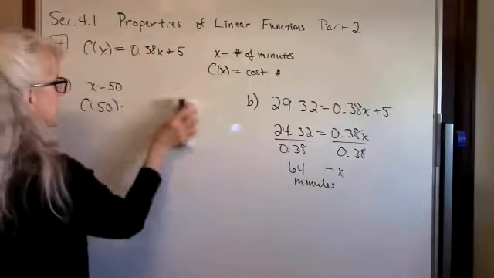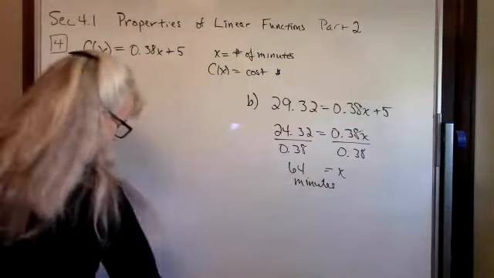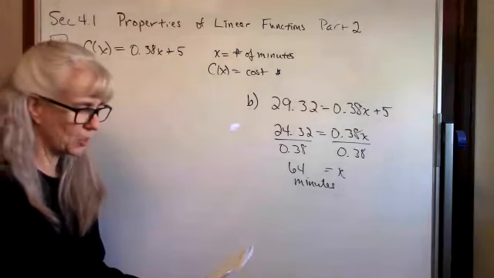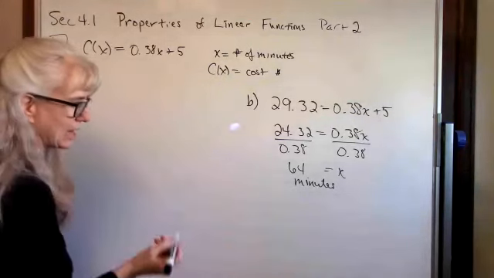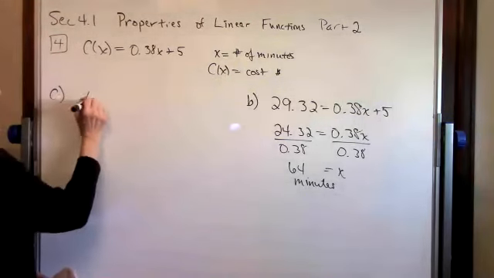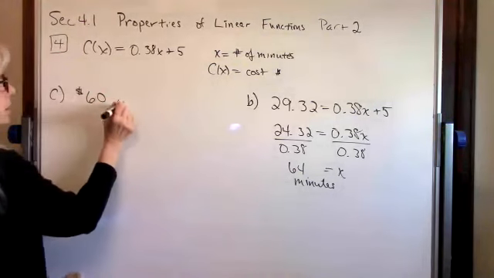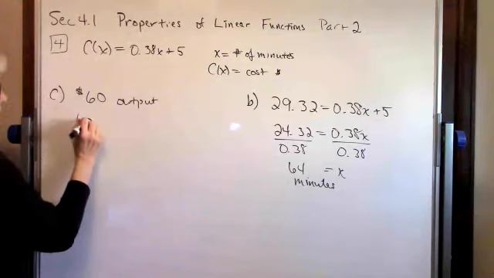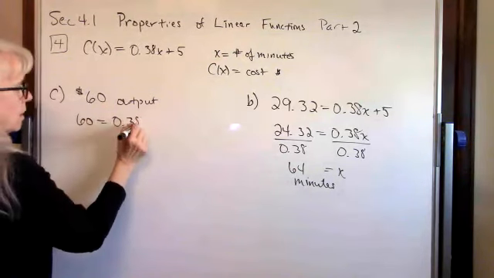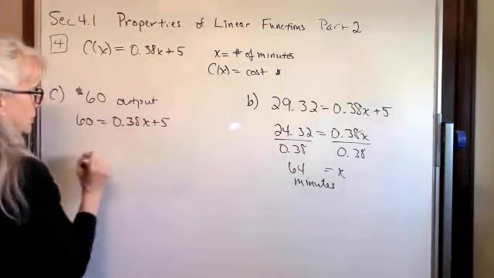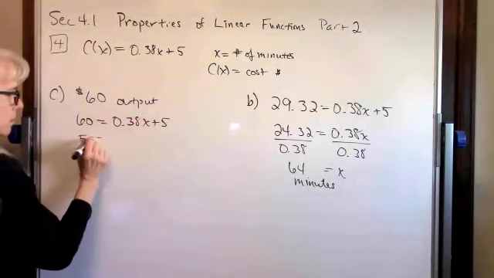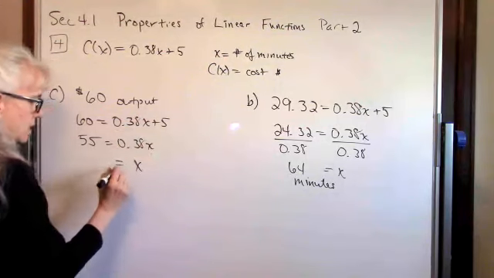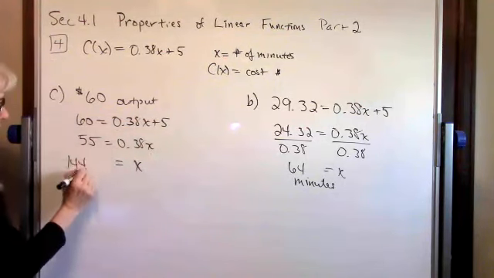Finally, part C on that problem says, suppose that you budget $60 a month for the phone. That's it, that's all you get. What's the maximum number of minutes you can talk? So again, because the 60 is in terms of dollars, I know that that's the output. We're going to put it in for the output c of x and solve for x again. So we'll get 55 is equal to 0.38x when we move the 5.